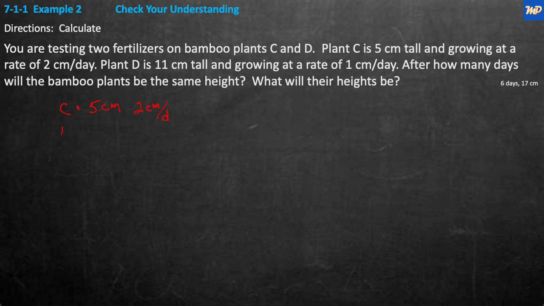And plant D, I'm going to change that too. I'll go to blue for plant D. So plant D is equal to 11 centimeters tall and is growing at 1 centimeter per day. So plant D is larger, but it's growing slower. So plant C can catch it. And everything you need to know here is that it's growing, so everything's going positive. It's going to the right, going up, positive. So our slopes will both be pointing upward.